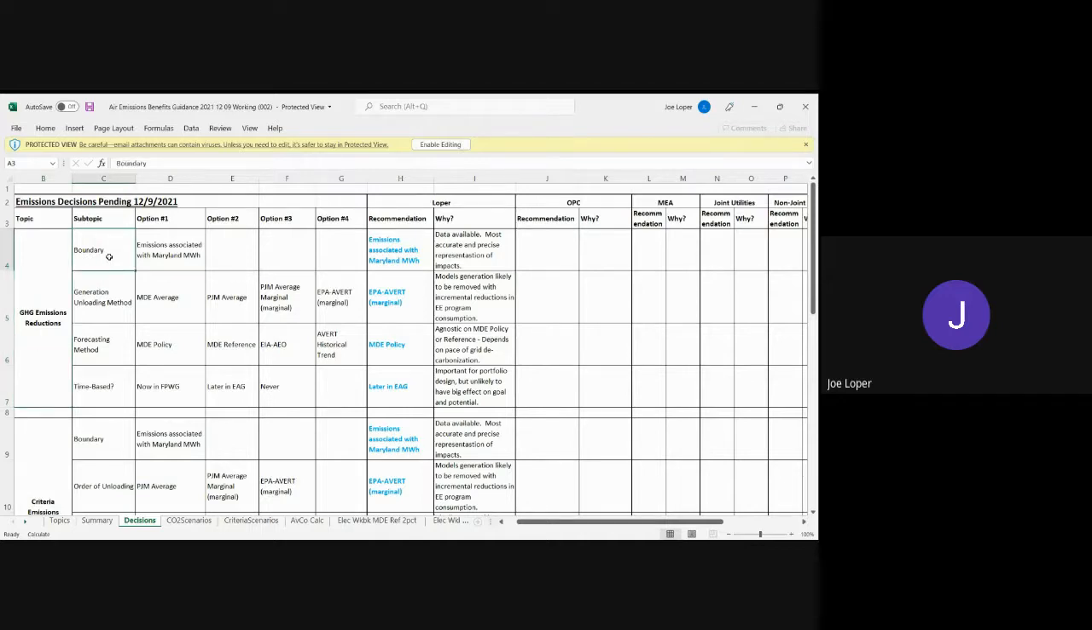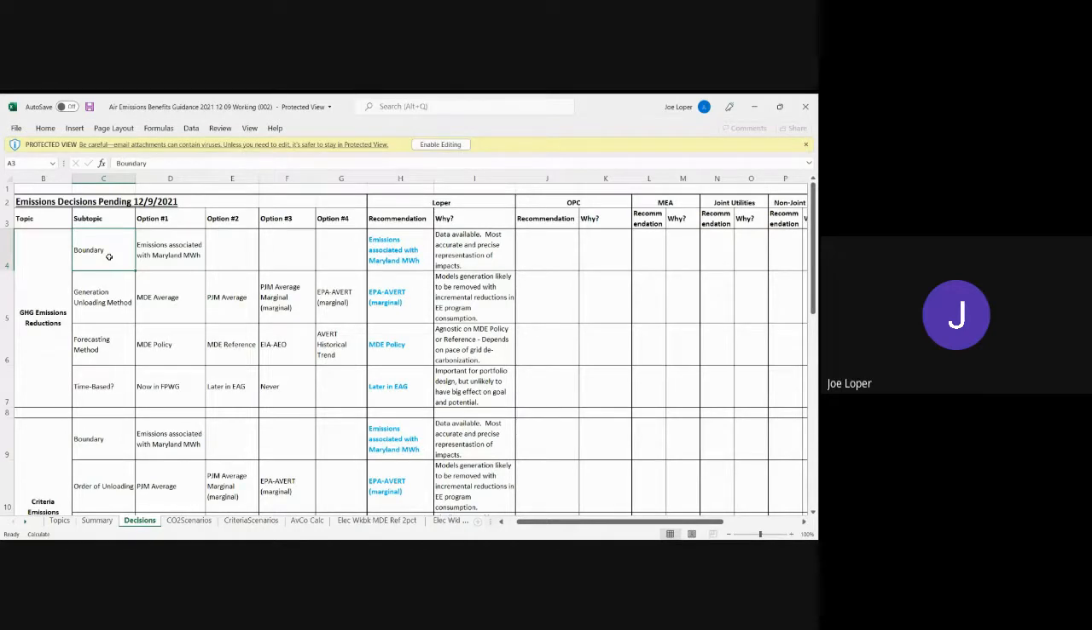In terms of the boundary for the GHG emissions reductions, we have data for Maryland associated with Maryland consumption, so where the generation is occurring for Maryland megawatt hours. I don't think there's controversy there, but let me know if there is, because the alternative would be to use generation from PJM or something. But we have data showing what generation is associated with Maryland.